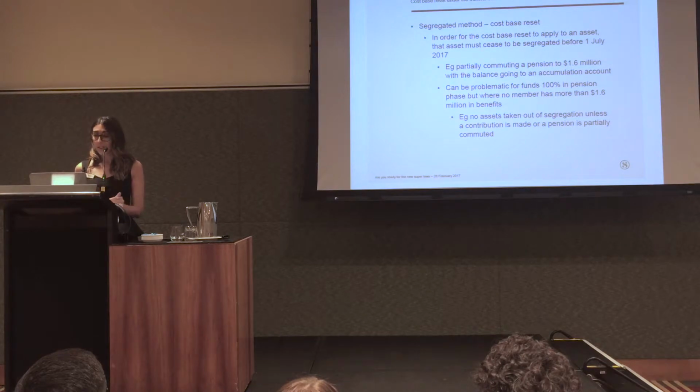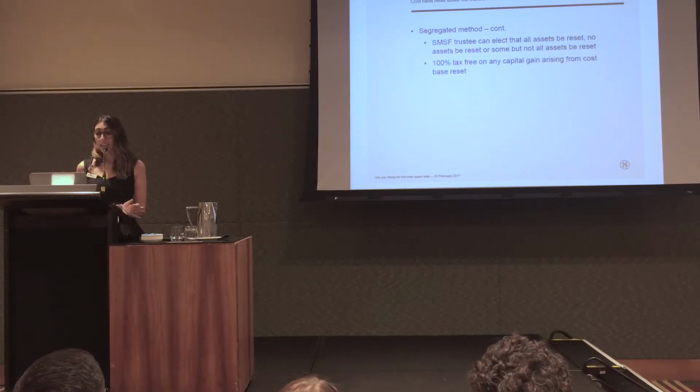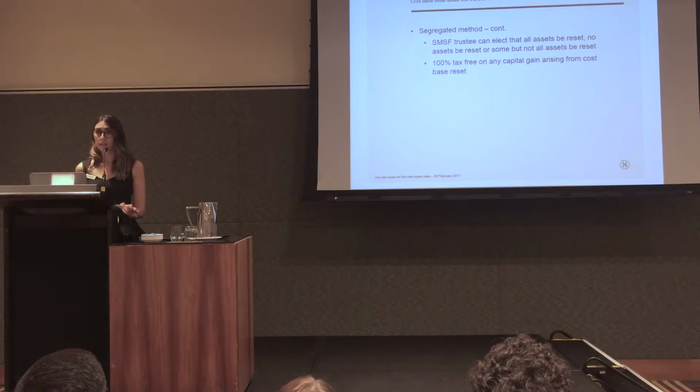So one way of getting around this would be you need to take the asset out of segregation so the member can make a further contribution, or the pension is partially commuted back to accumulation account. Again, the SMSF trustee can choose to apply this to all assets or just some of the assets, and any capital gain that arises from electing to use the relief will be 100% tax-free.